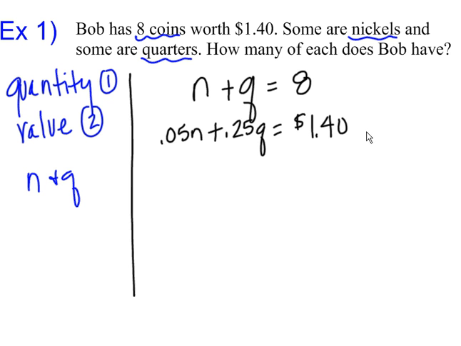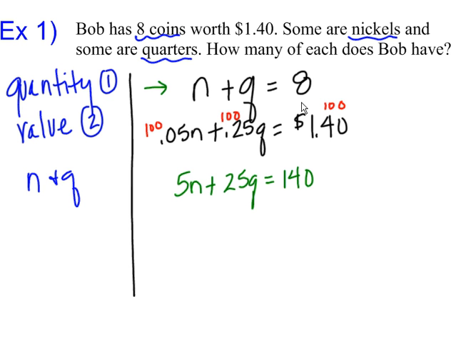First of all, we need to get rid of the decimal, so let's multiply everything by 100. That changes our equation into 5n plus 25q equals 140. Now, with this other equation of quantity, n plus q equals 8, we have two choices. Either we can multiply through by -5 to get rid of the n's, or we multiply through by -25 to get rid of the q's. I always take the lower number because it's easier, so I'm going to multiply through by -5. It has to be negative because these are both positive and you need an opposite sign so they'll cancel. That gives you -5n minus 5q equals -40.